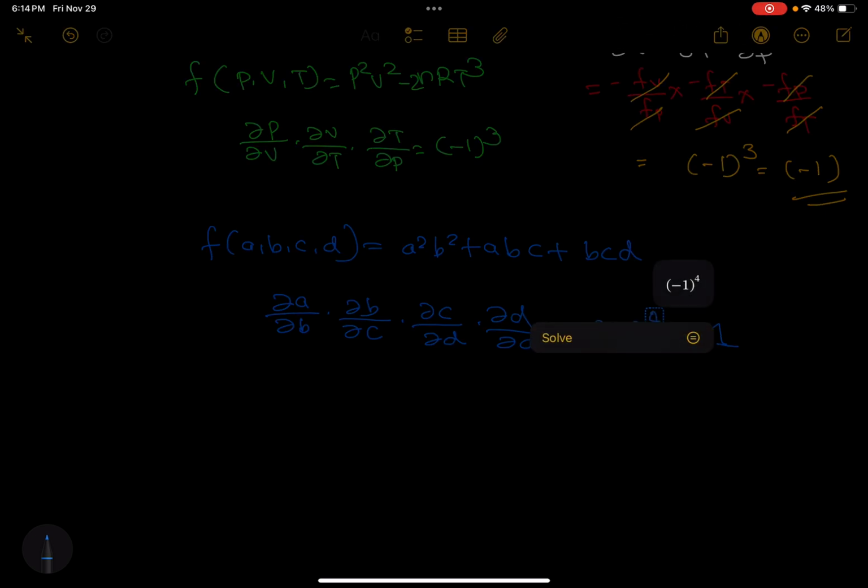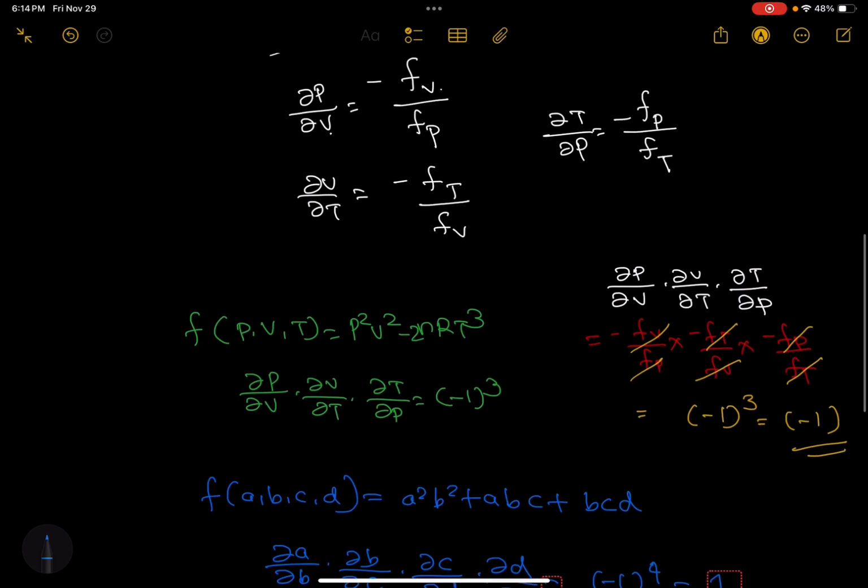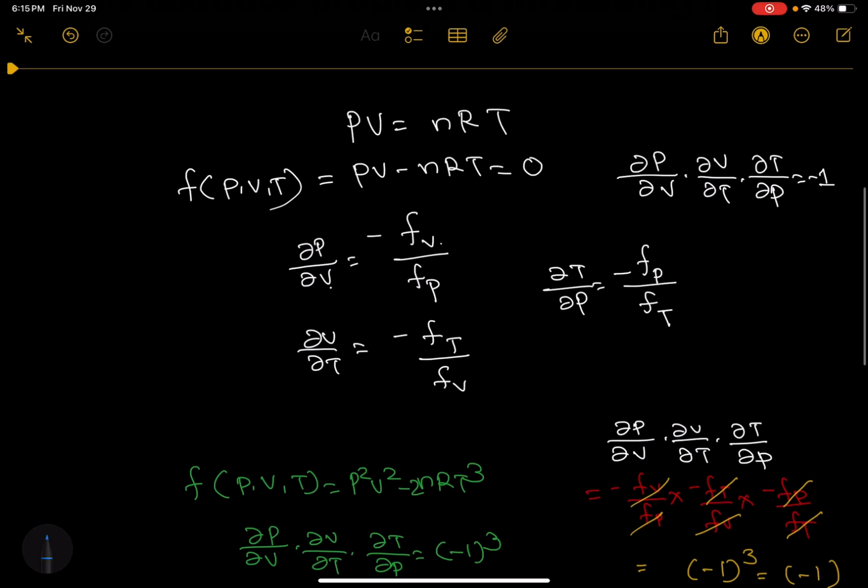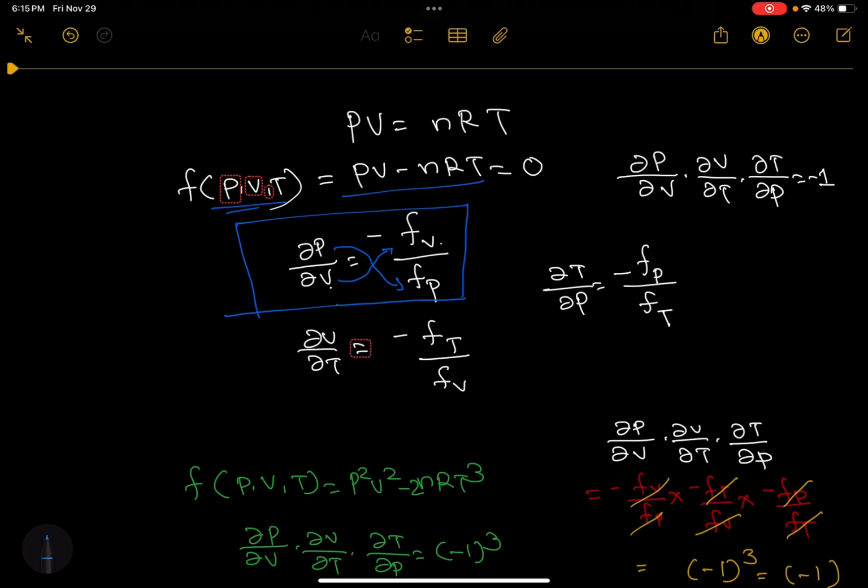And this is not surprising, right? It just follows from the relation that if you want to find the partial of P with respect to V, and you write it as a function, then it's just the negative of the partial derivative of the function with respect to the numerator variable, by the partial derivative of the function with respect to the denominator variable. This can be found in any textbook where you read about partial derivatives. So it's just that.